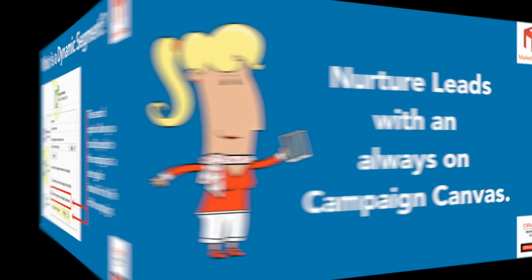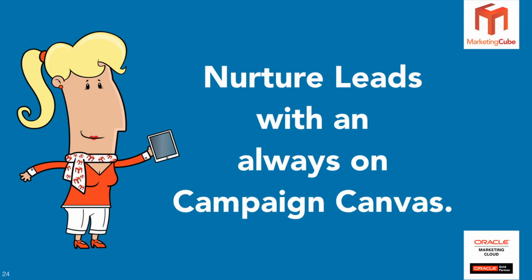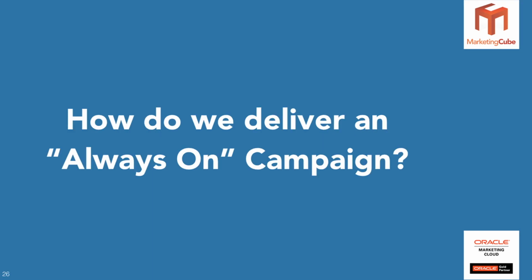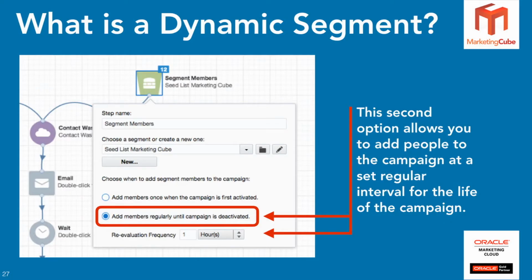Okay, let's move on. Okay, so nurturing leads with an always-on campaign canvas. We hear this term always on, but what does always on really mean? Well, always on basically means that it's a campaign that is running and will always deliver a particular result. Now, how do we do always on? Always on is pretty simple. It's just simply a matter of taking advantage, again, of that dynamic segment.